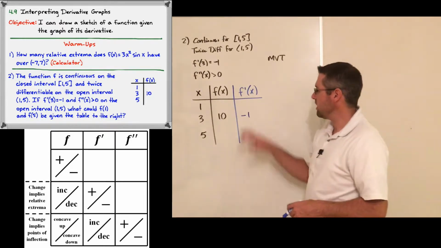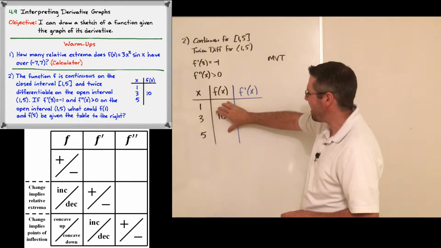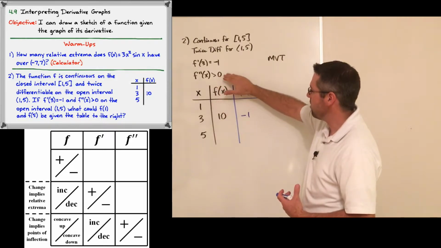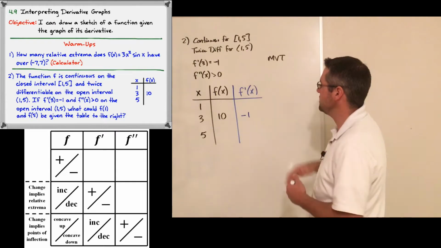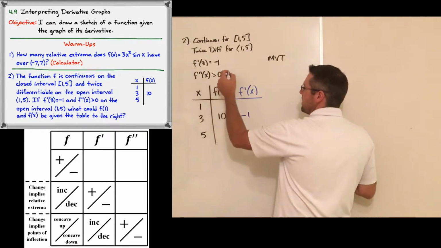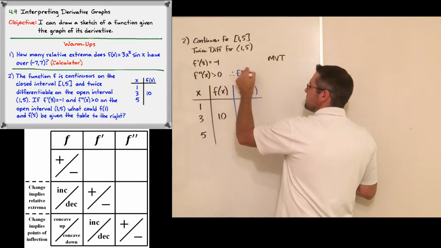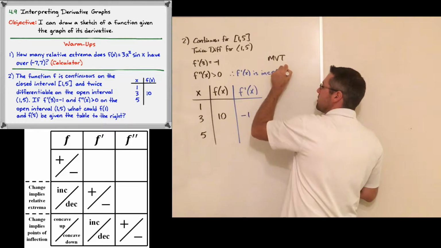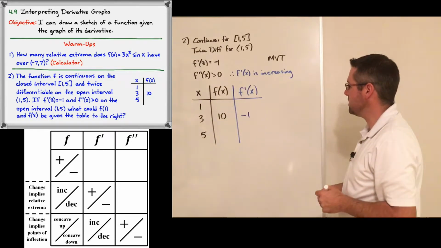So since I'm looking at a data table, I can't really observe concavity very easily. So I want to ignore the idea of f being concave up, and I want to focus on the idea of f prime increasing. So based on this statement, I'm going to say, therefore, f prime of x is increasing. Okay? So since f double prime is positive, f prime is increasing.